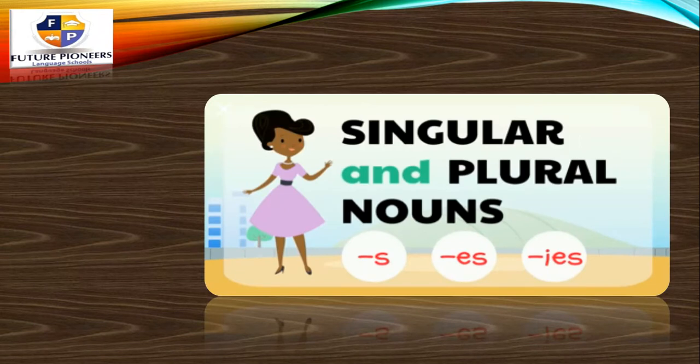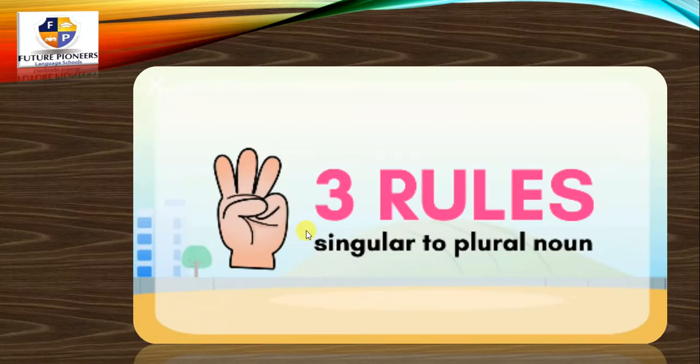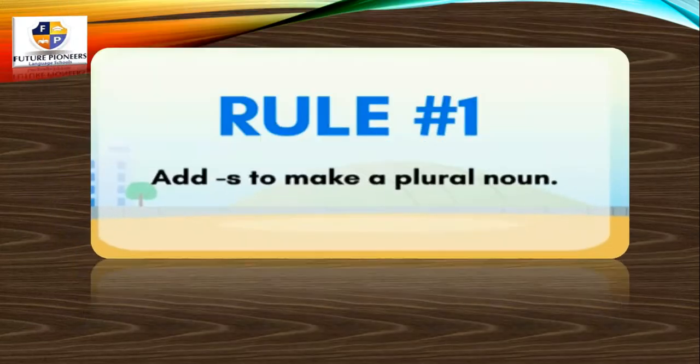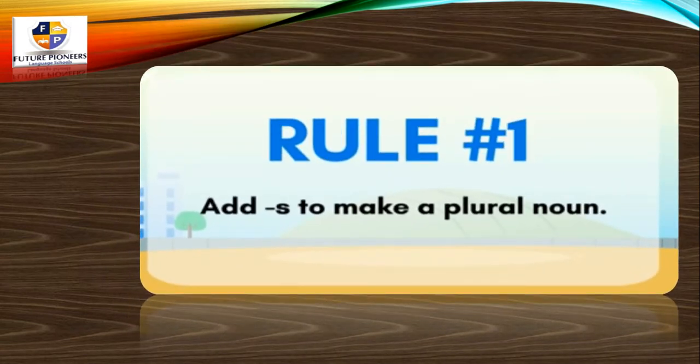Plural nouns end with s, es, or ies. It's written here 3, but by the way there are 4 rules, not 3. There are 4 rules to change a singular noun to a plural noun. Count with me. Rule number 1, add s to make a plural noun. Add s at the end of the word to make a plural noun.